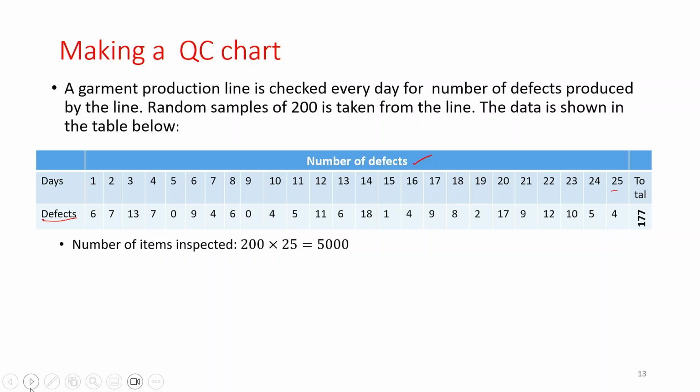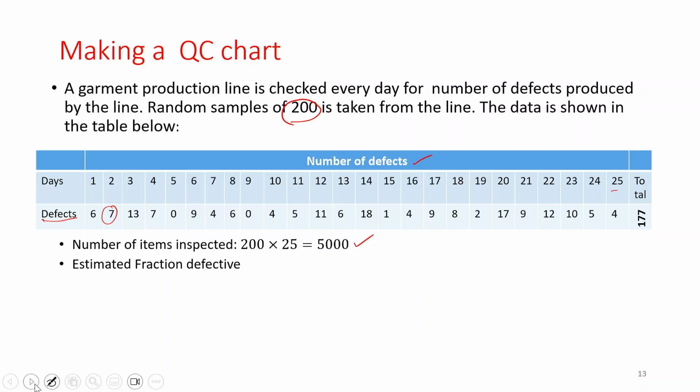So the number of items inspected will be how many? Every day we inspect 200. Out of 200, on the first day, 6 garments have defects, so they are considered defective items. The next day, out of 200, 7 have defects. So this is day-wise data, but every day we are checking 200 garments. So over 25 days, we will check a total of 5,000 garments.